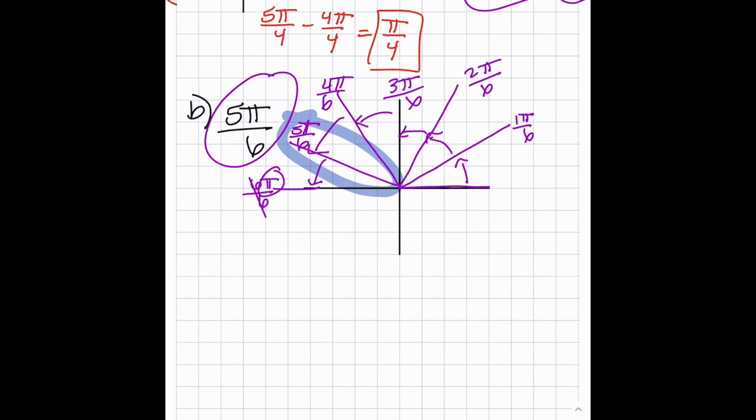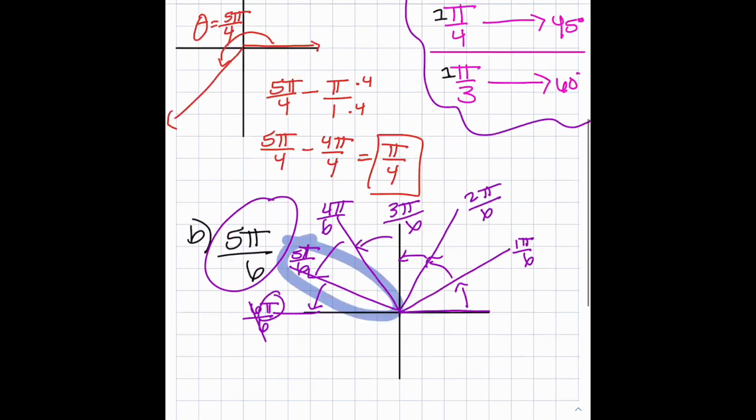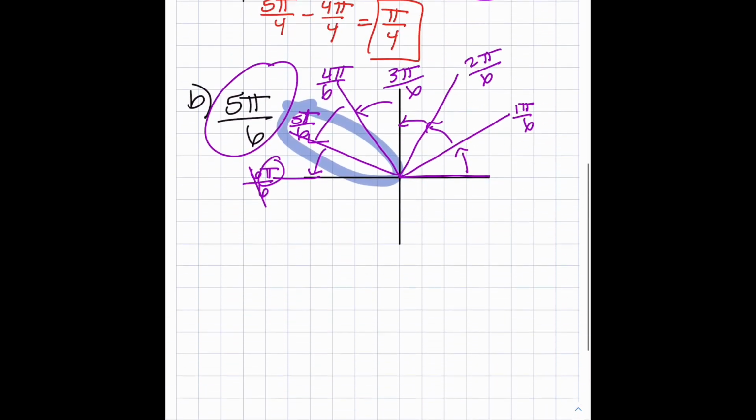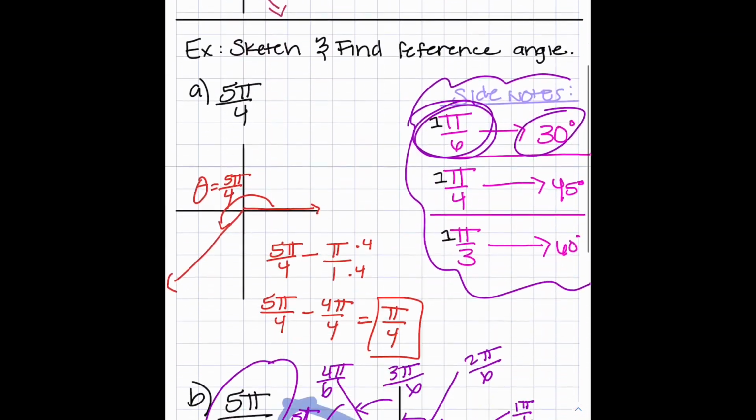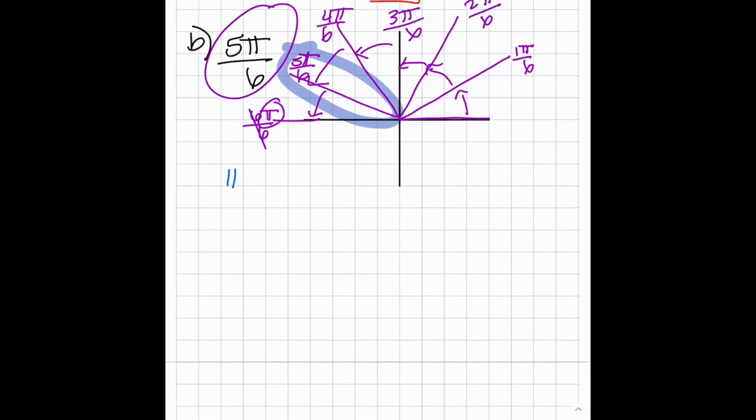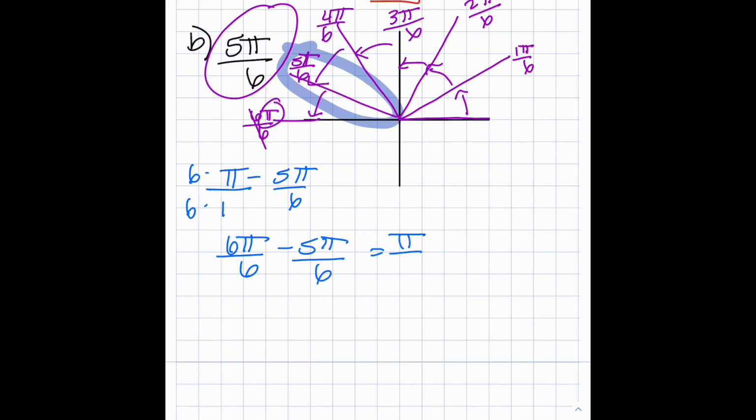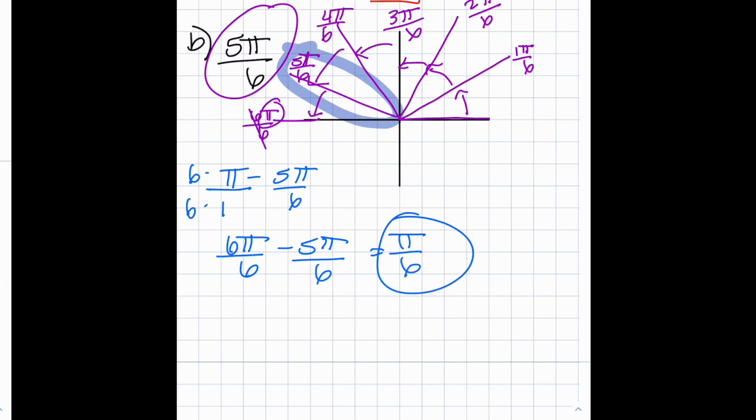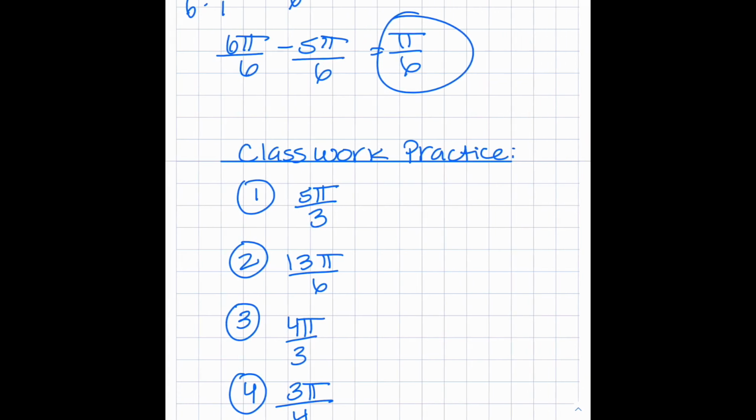So the rule was to find your reference angle, subtract... oh no, oops, second quadrant: pi minus theta. Pi minus theta, which was 5 pi over 6. I need this common denominator to be 6, so multiply each item times 6. That's 6 pi over 6 minus 5 pi over 6, and you get pi over 6. That's your reference angle.